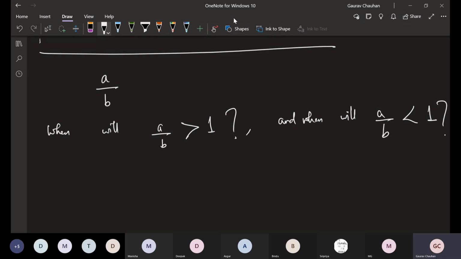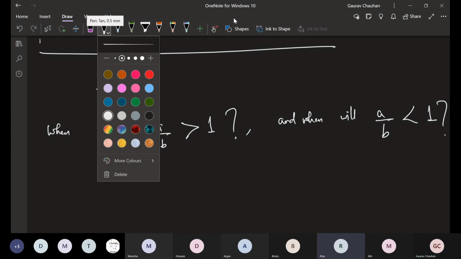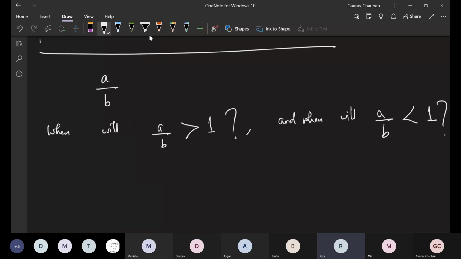Sir, I'm waiting for everyone to think and you're just spoiling it. Yeah, go ahead, Riza. The numerator will be bigger than the denominator. So when a is bigger than b, the fraction will be greater than 1. Suppose, let's take an example, 6 by 5. In this case, a by b is 6 by 5.